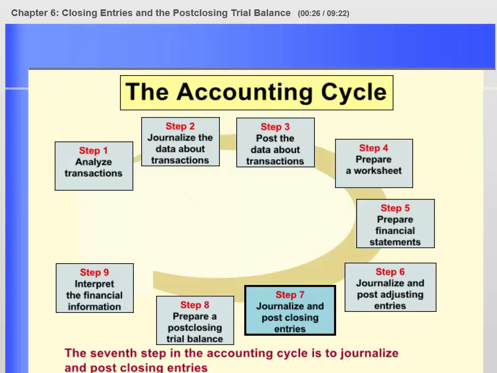Journalizing and posting closing entries is the 7th step in the accounting cycle. Closing entries are journal entries which are completed at the end of an accounting cycle so that the business can start fresh in the next accounting period. Closing entries are journal entries that transfer the results of operations, net income or net loss, to owner's equity and reduce the revenue, expense, and drawing account balances to zero.